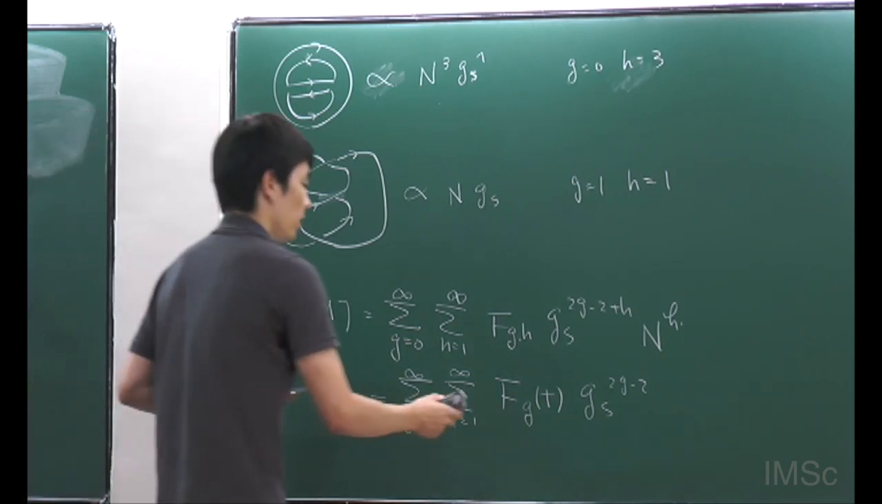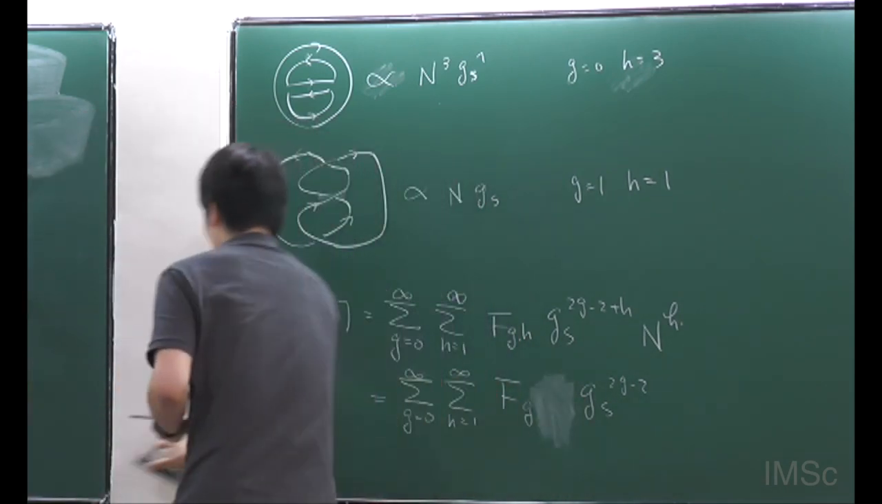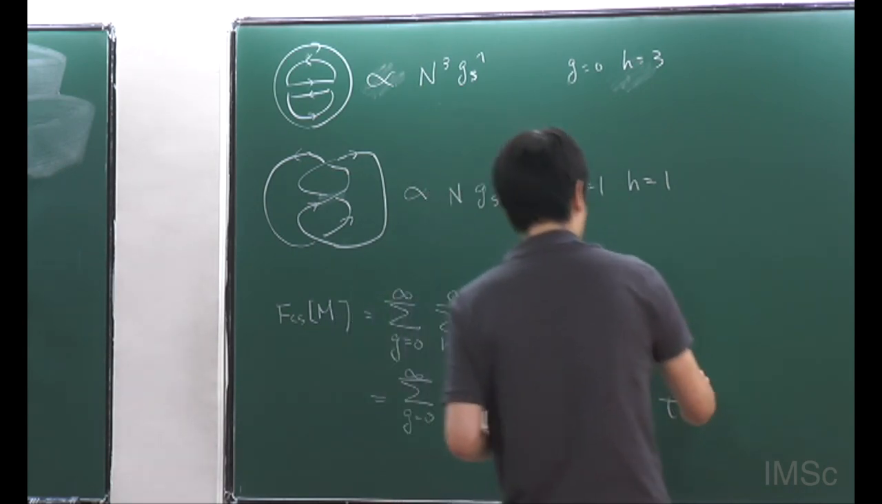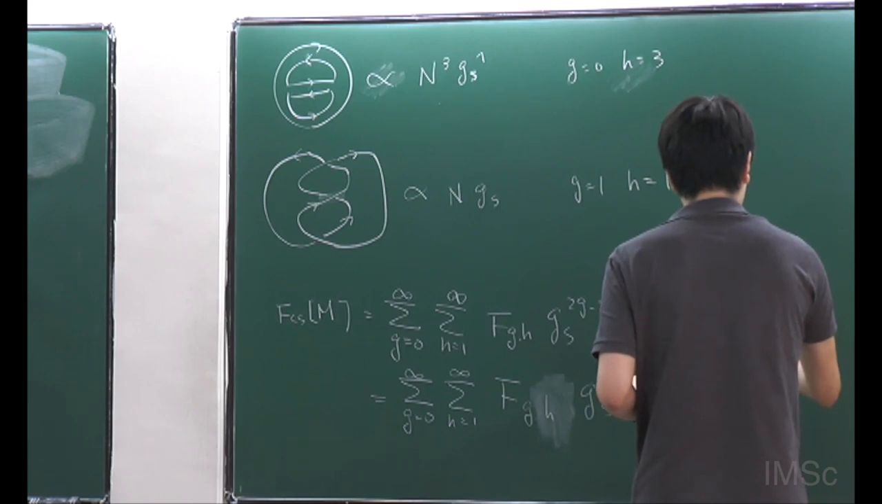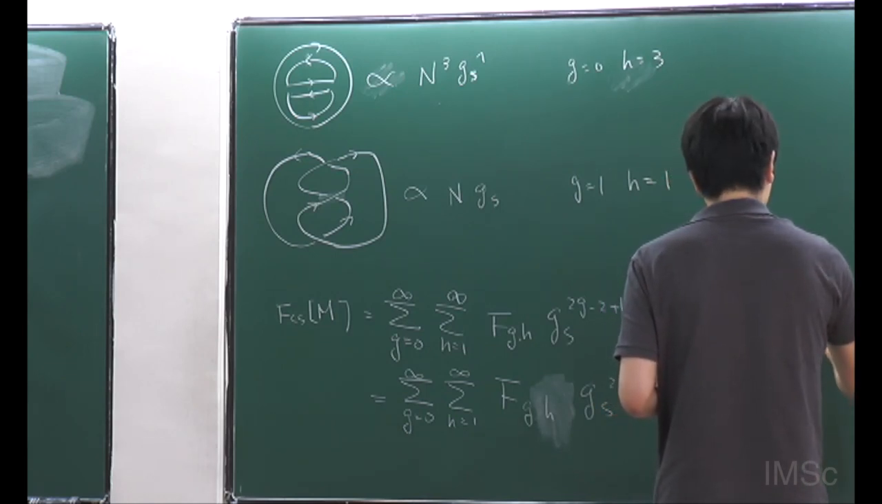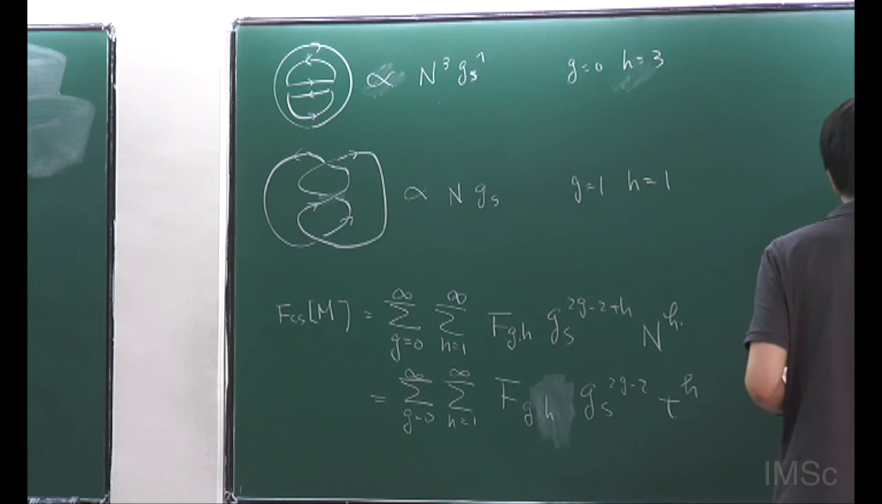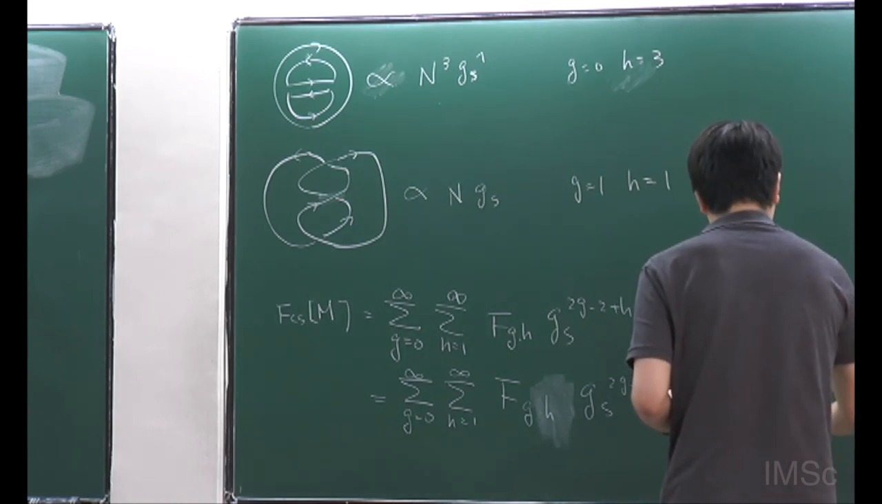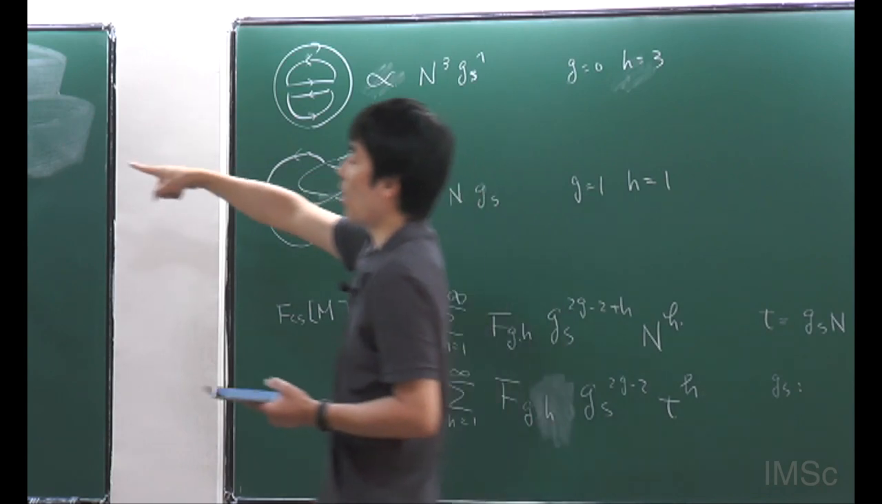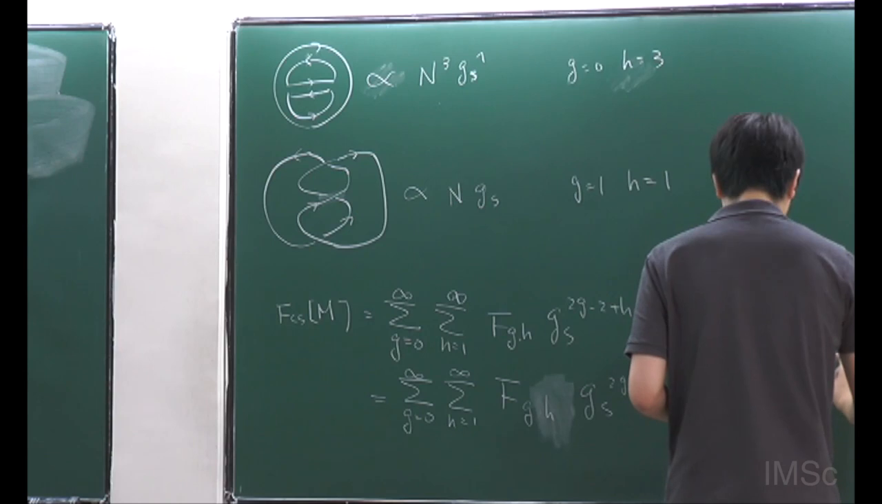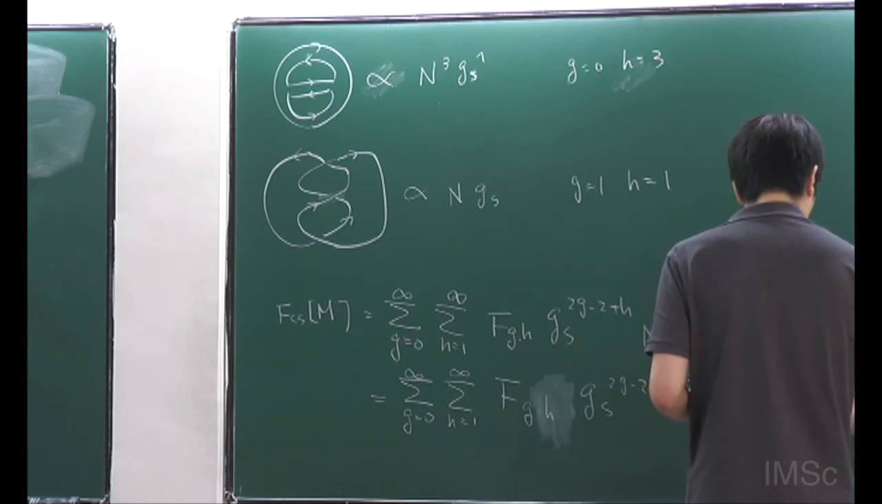Maybe I should mention that the F g h, and the t is equal to g_s N. And the older people call this the 't Hooft coupling. And also g_s is, so here, essentially one over K. This is called string coupling, maybe perturbative coupling, whatever. And later, it plays the role of string coupling.